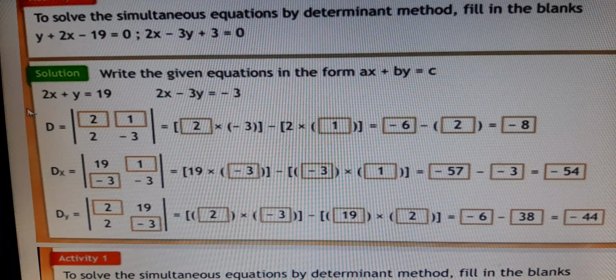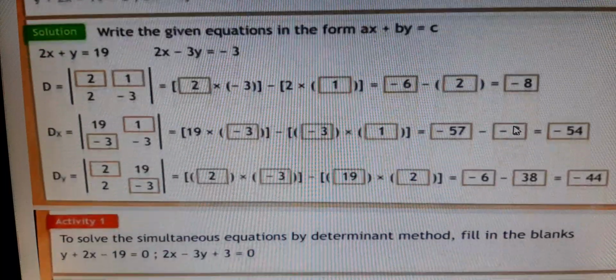For d, we follow the rule 12. 12 means first and second. 2 and here the coefficient 1, so 2, 1. Here is 2 and here the coefficient is minus 3, so 2, minus 3. Now cross multiplication. 2 into minus 3 becomes minus 6. Here, minus 6. 1 into 2 becomes 2. Minus 6 minus 2 becomes minus 8.